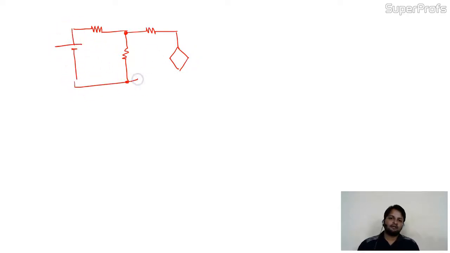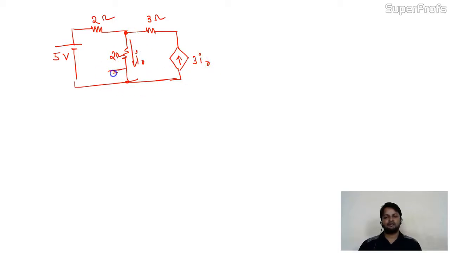I am taking one simple circuit over here. The values are 5 volt, 2 ohm, 2 ohm, 3 ohm, and the value of this source is 3 I naught, where I naught is the current passing through the 2 ohm resistance. Now this is the dependent current source. Why current source? Because of the arrow inside the diamond. That's why this is the current source.